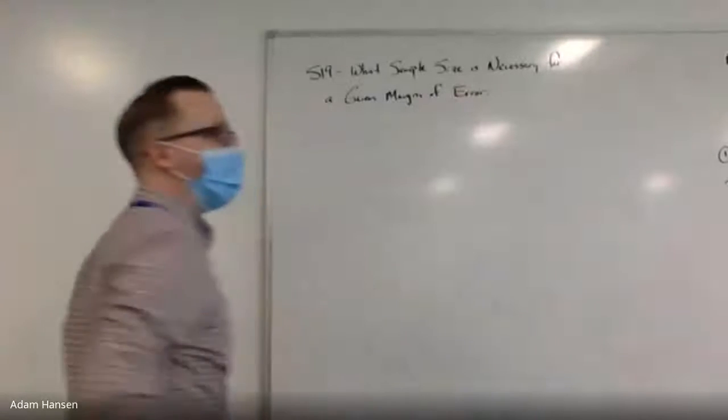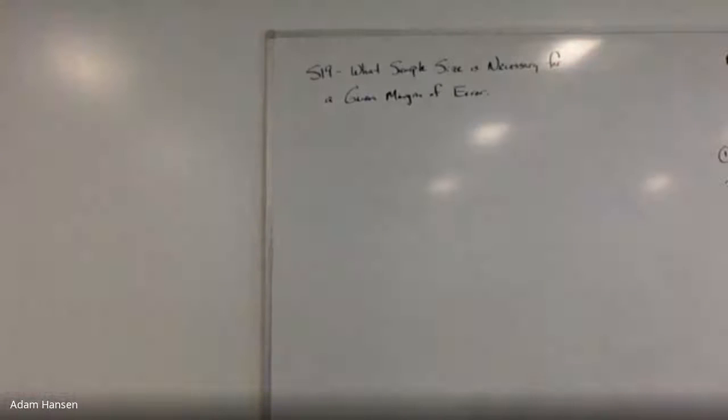For a given margin of error, I want to meet some allotted error. I want to be no more than, say, 3% away from the given proportion I'm trying to estimate. What sample size is necessary in order for me to achieve it? How many people do I have to ask so that I am no more than, say, 5% away from the actual?